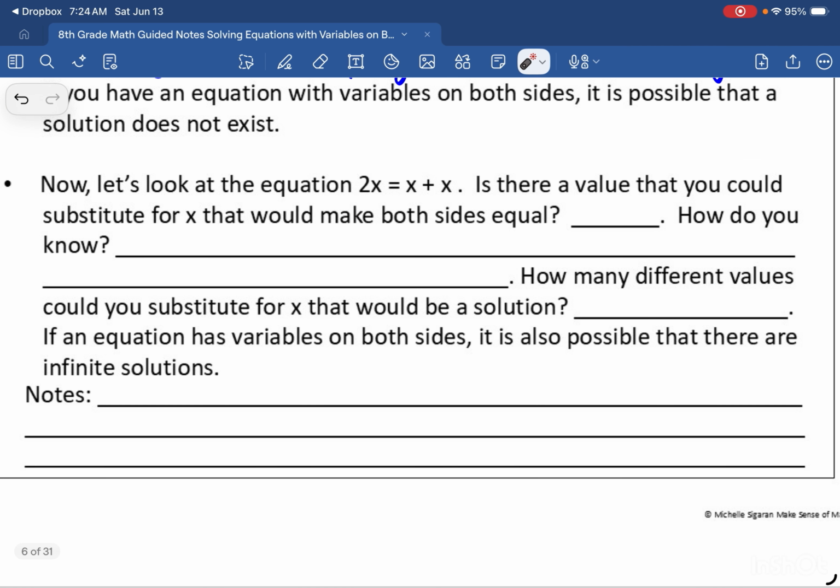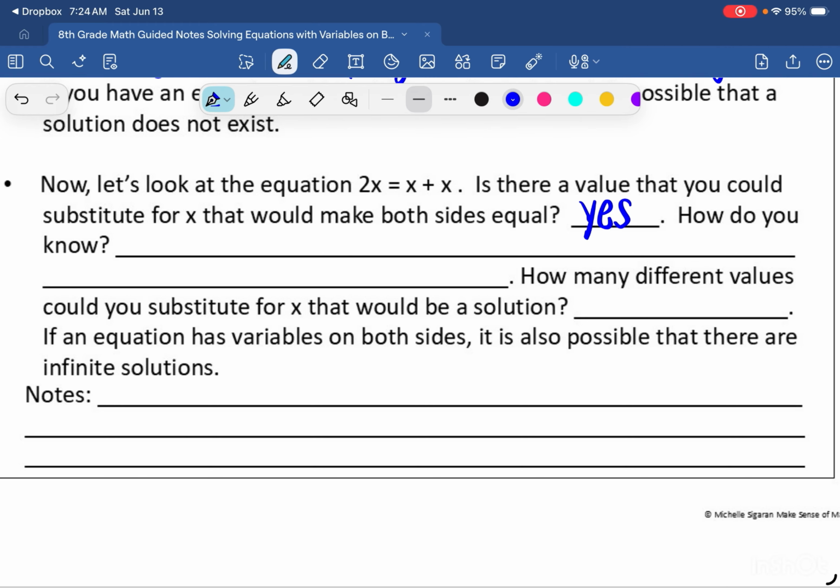Now let's look at the equation 2x equals x plus x. Is there a value that you could substitute for x that would make both sides equal? Yes. How do you know? They are the same expression. 2x is the same as x plus x. So any value that I put in for x will give me the same value on both sides.